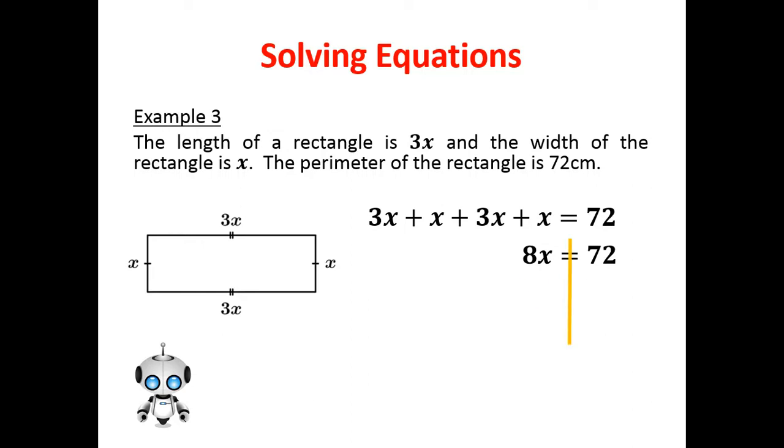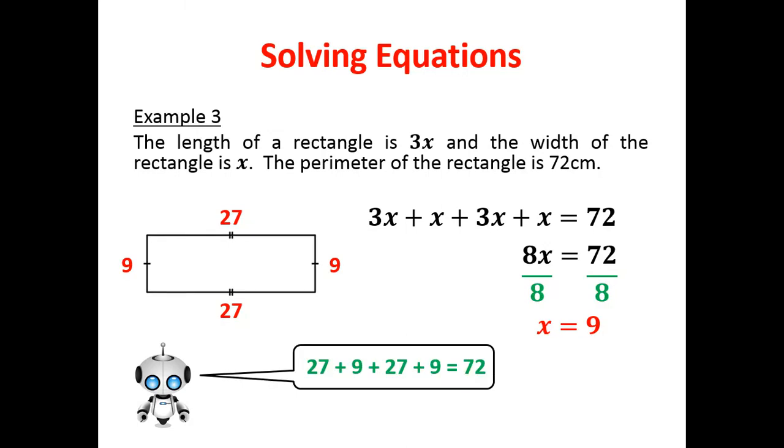Dividing both sides by 8, we get x is equal to the number 9. Now x is the width of the rectangle, so the width is 9. The length is 3 times x, 3 times 9 is 27. A final check would be useful to add up the total perimeter. 27 plus 9 plus 27 plus 9 does make 72.